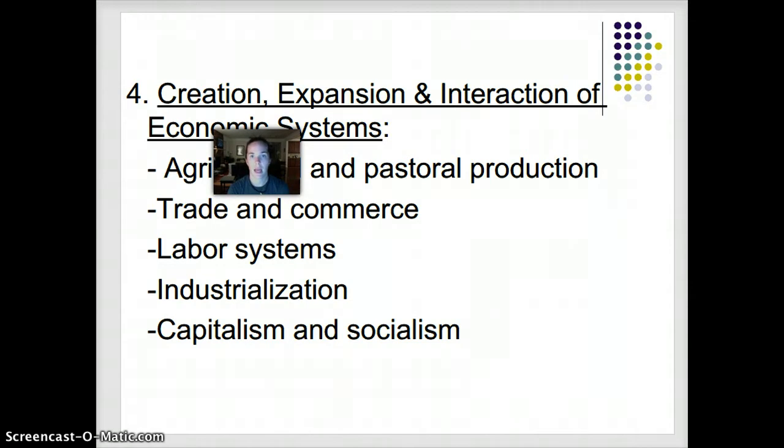Labor systems, anything from serfdom, feudalism, slavery, the Industrial Revolution has a lot to do with labor systems, so we'll talk about labor unions, capitalism, and socialism.